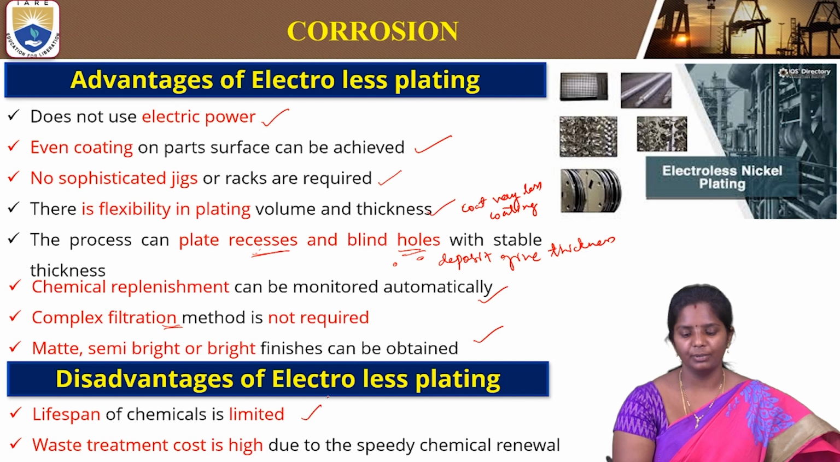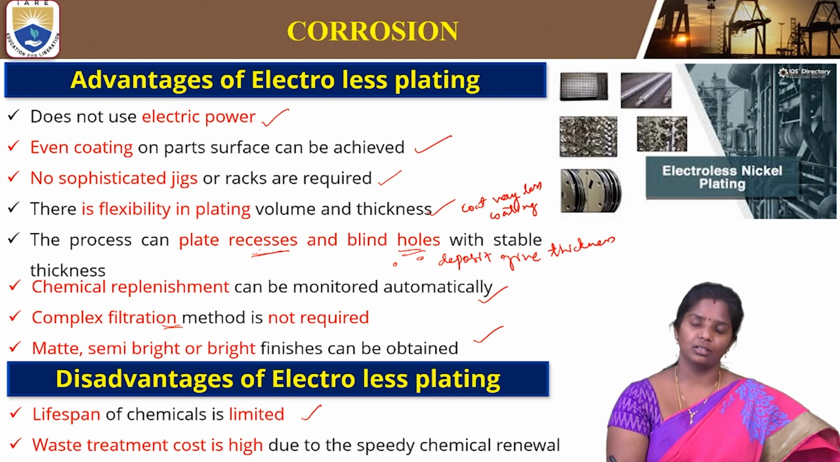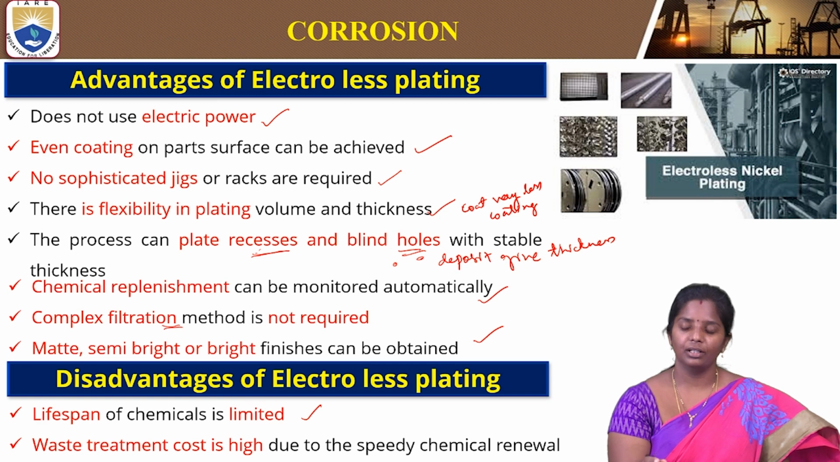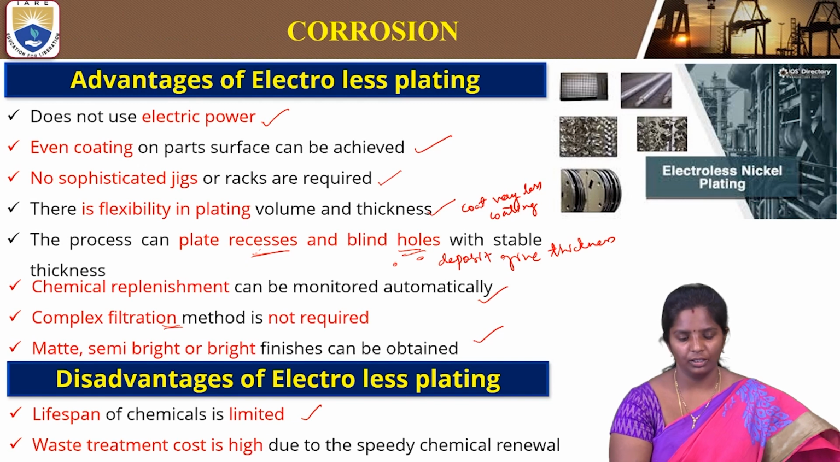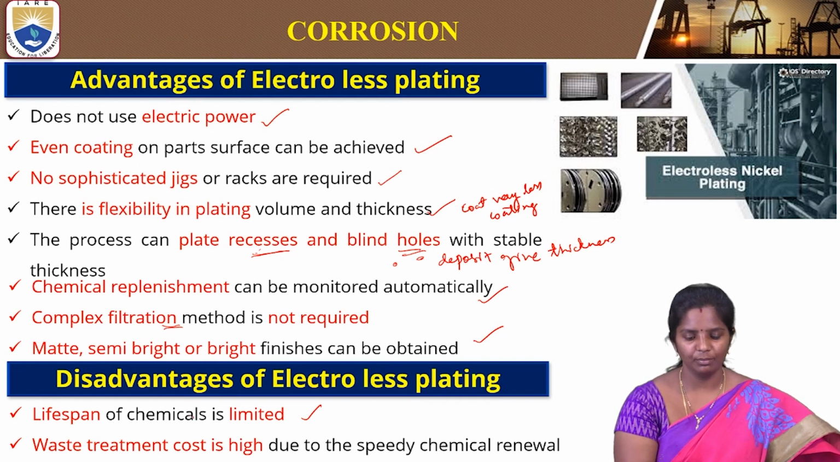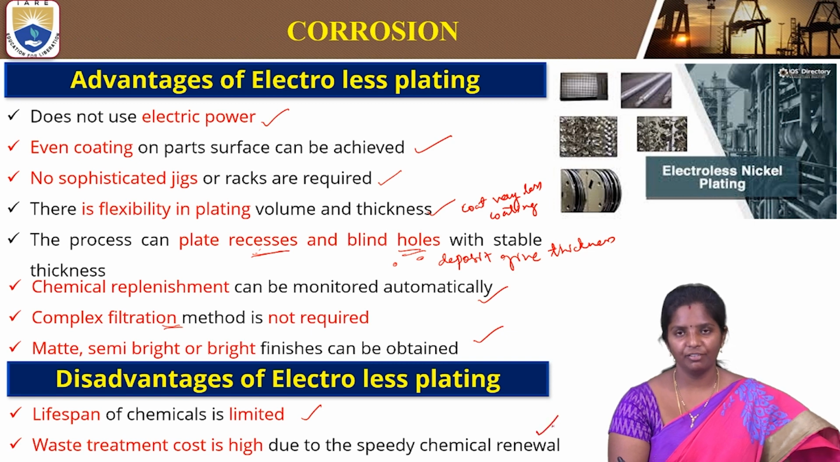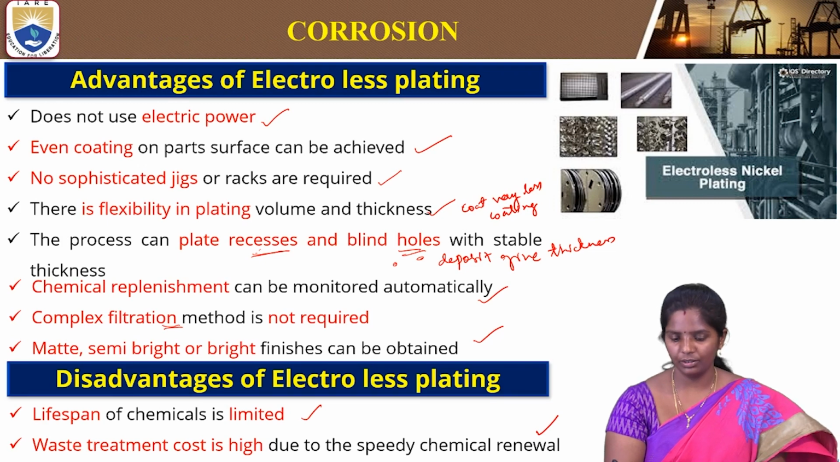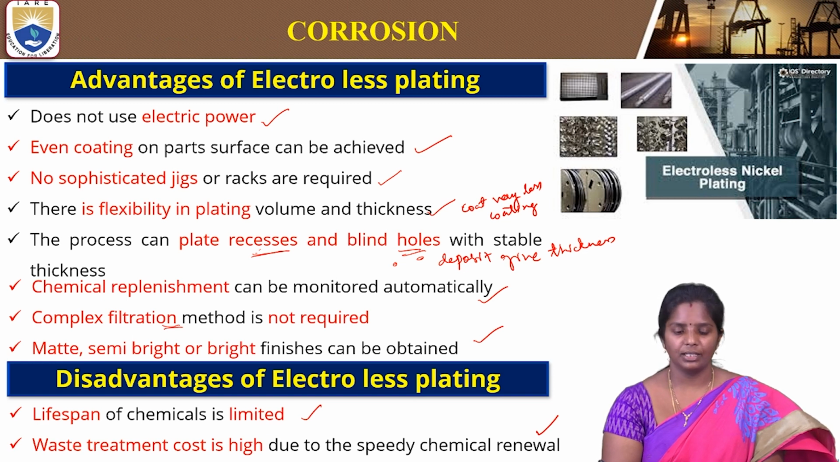Lifespan of the chemicals is limited. For example, if we use a chemical for the electroless process, it can only be used for a few days, so the chemical has to be replaced for the next coating. So the lifespan is limited. Then the waste treatment cost is high, because if we are unable to use the chemical that is in the bath, waste treatment has to be done before sending it to the drain. So these are the two disadvantages present for electroless plating.